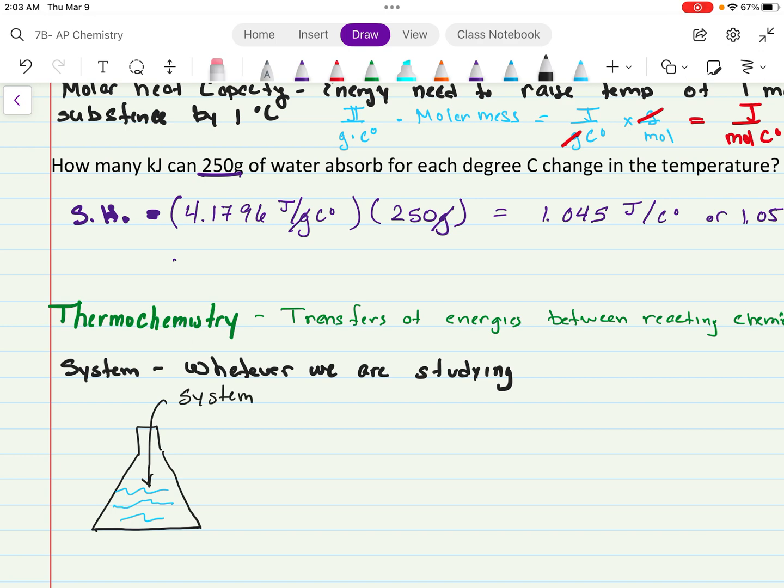Everything around the outside, everything around here, is called the surroundings. What we're measuring is how the system affects the surroundings, because what we're measuring is actually the chemical reaction's effect on its surroundings. So pretty much everything outside of the system is called the surroundings.